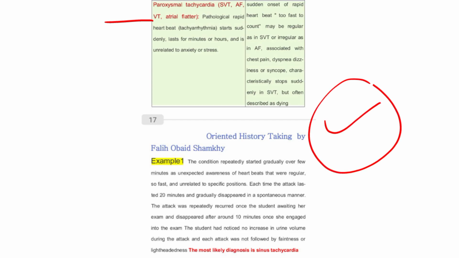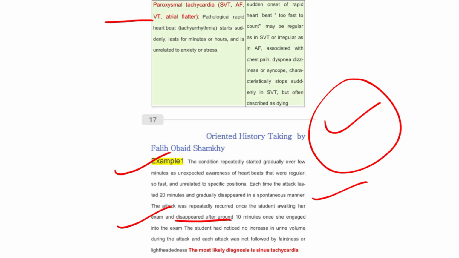Next, in case of palpitation, we have examples. Example number 1, the condition repeatedly starts gradually over few minutes as unexpected awareness of heartbeat that was regular, so fast and unrelated to the specific position. Each time the attack lasts for 20 minutes and disappears in a spontaneous manner. The attack was repeatedly recalled once the student awakened for exam and disappears after 10 minutes once she engaged into the exam.